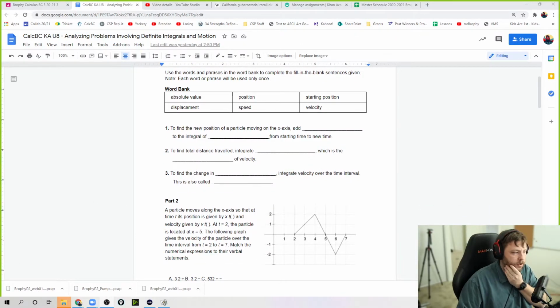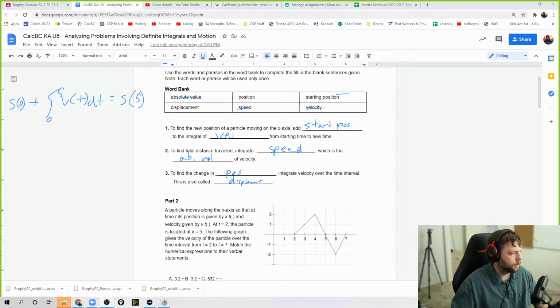But let's look at this first part here. We had this word bank, and what we know about those words. I'm going to give you some time to fill this in together. We filled this in, but that was kind of in that part before. Oh, that's probably not going to be too bad.